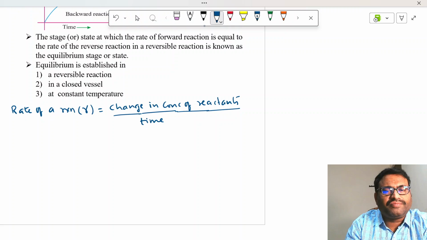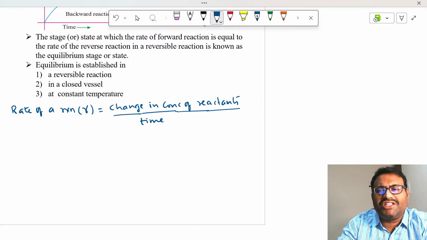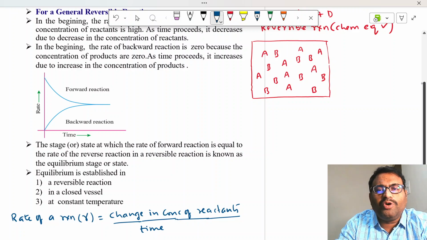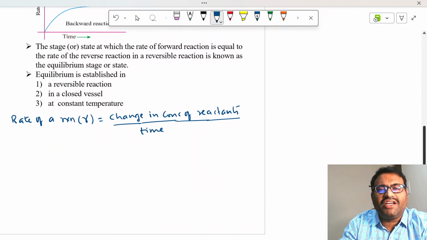Initially there will be much change in the concentration of the reactant. Why is there much change in the concentration of the reactant? Because more A and more B are present initially. So more A and B react. When more A and B react, more change will be observed in the concentration of the reactants.